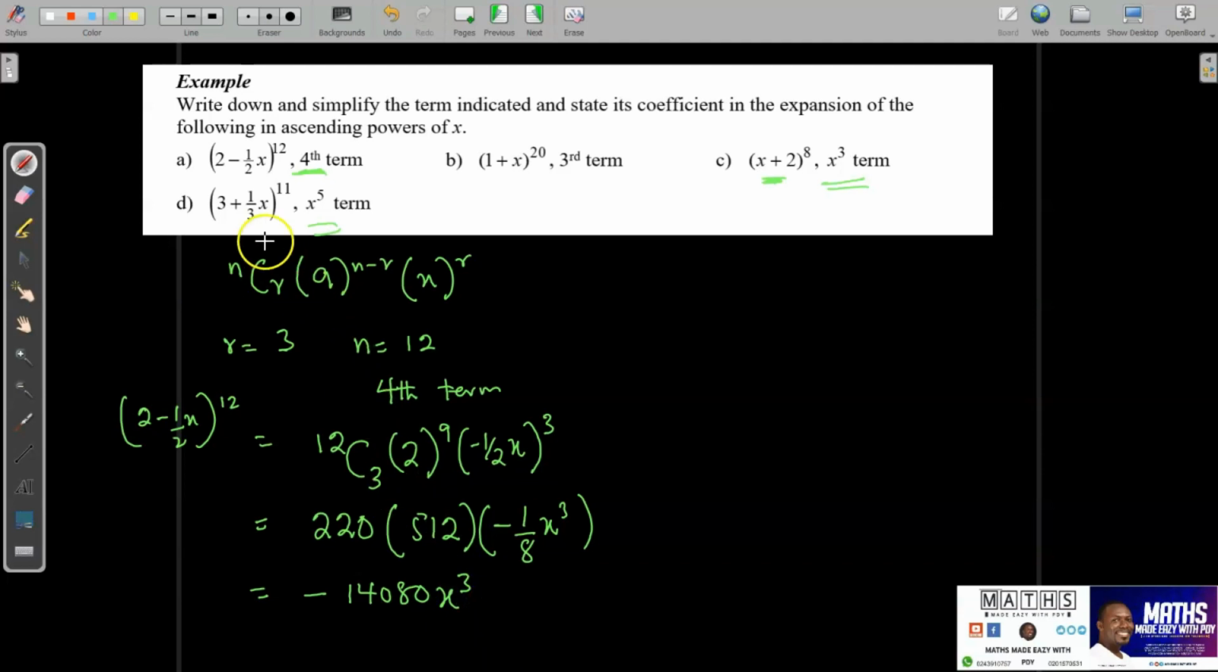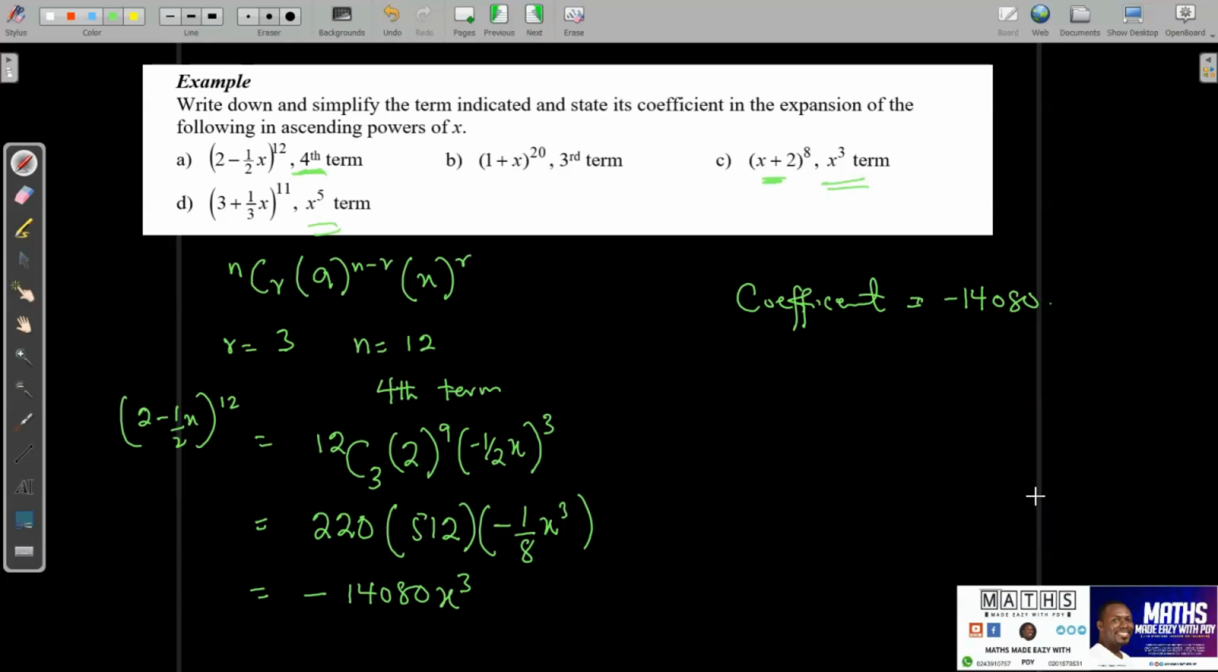Yes. So in this case, the question said we should write down and simplify the term indicated. So we've written down the term indicated, the fourth term for this question. And then state its coefficient. So what's the coefficient? 14,080. Are you sure it is just 14,080? So negative 14,080. So that is it. Please, are you all clear with what I've just done?